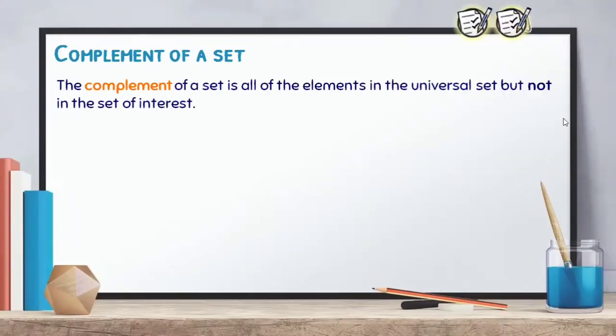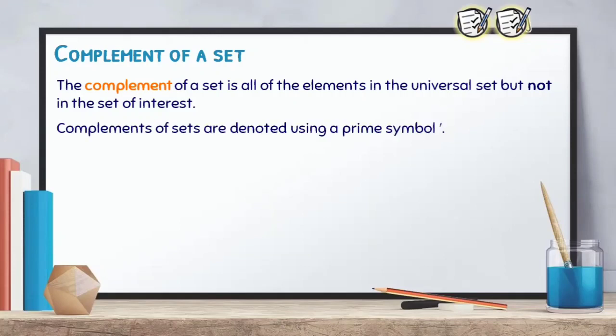So we're done now with set builder notation. Now let's go to the complement of a set. The complement of a set is all of the elements in the universal set, but not in the set of interest. All right. So complements of sets are denoted using a prime symbol, meaning an apostrophe, right? Say, for example, your set is A, and if you put there your prime symbol, that would be read as A prime, meaning you are talking about the complement of set A, right?